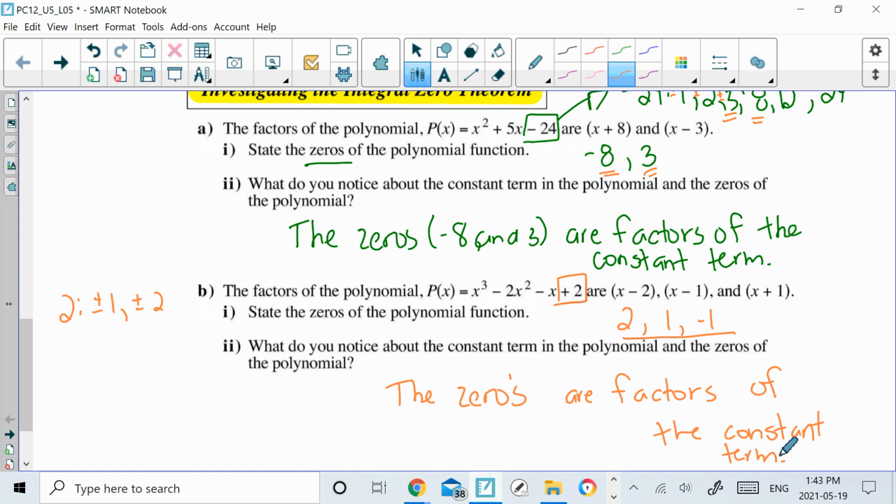What this leads into is something called potential zeros. So I'm going to show you what potential zeros are. It's on the next page.